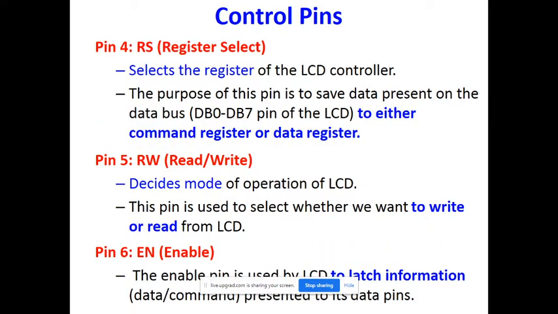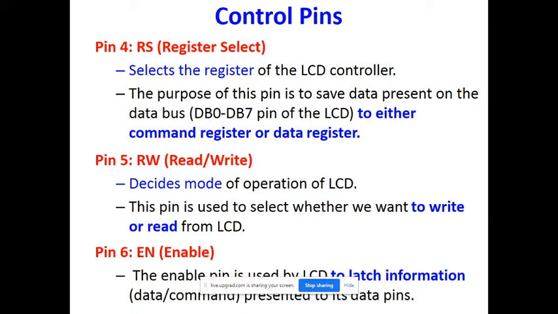Next three pins are related to controlling the LCD. These pins are also called control signals. The first pin is called RS, that is register select. In each LCD there are two registers. One is the data register and the next one is the command register. You can choose either one of the registers to send our information.